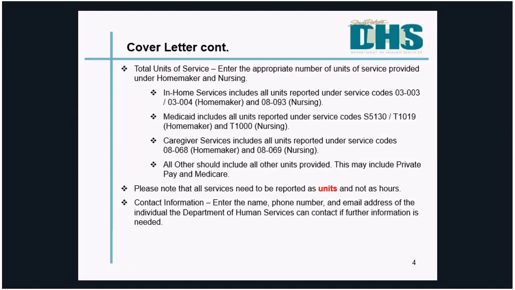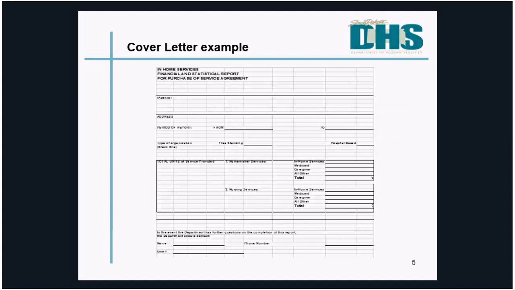And then finally, contact information: name, phone number, email address of the individual that we should contact regarding the cost report. So if you have somebody specific that you would prefer we contact, please list them in this information. And then here would be an example of what the cover letter will look like. Might be difficult to see, but again, there were just a couple minor changes in this. Otherwise, it'll be similar to what you have seen in the past.